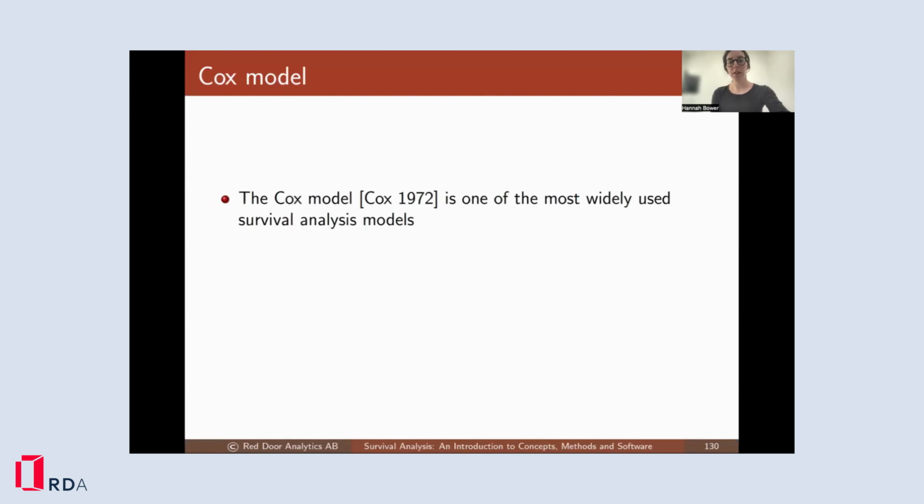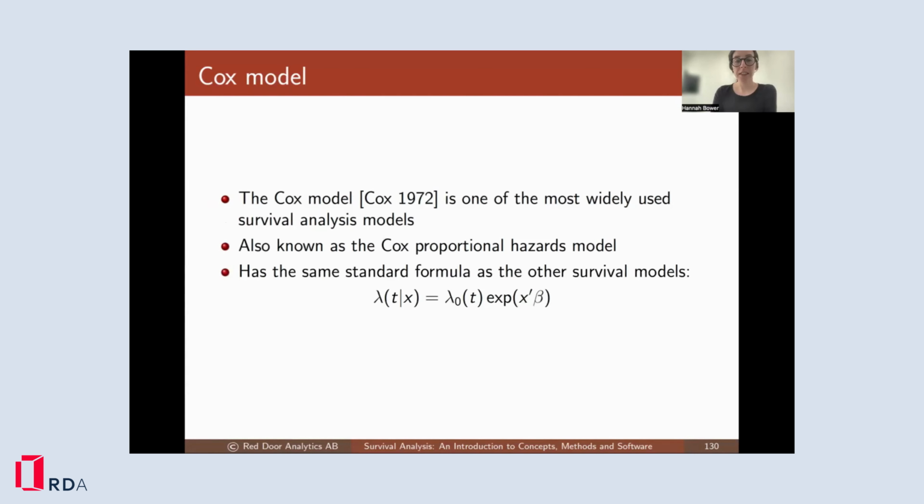Today we'll be talking about the Cox model, or the Cox proportional hazards model. The Cox model is one of the most widely used survival analysis models. It's also known as the Cox proportional hazards model, and it has the same standard formula as the other survival models.